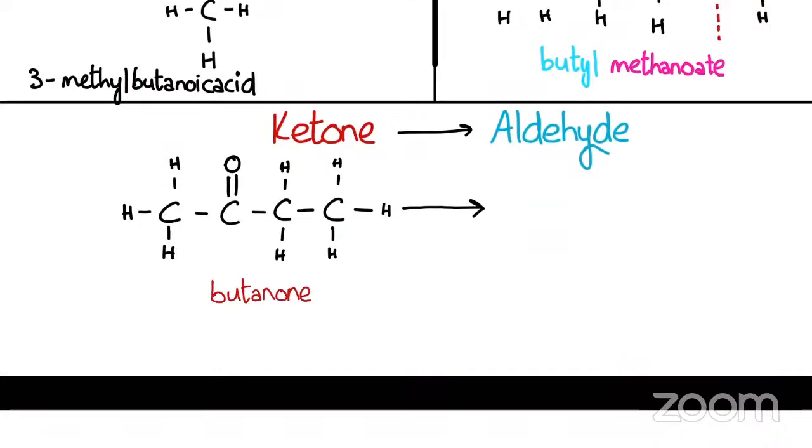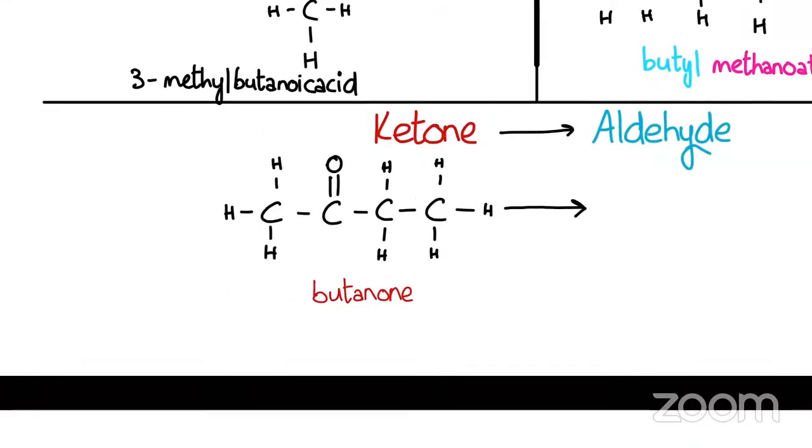Correct. Okay, no need to apologize. So you'd actually say butan-2-one. If you want to specify the position of the functional group, you name this butan-2-one. Why? Because the functional group, which is basically the O double bonded to the C, this is the functional group of a ketone.